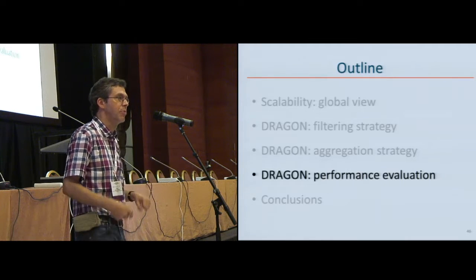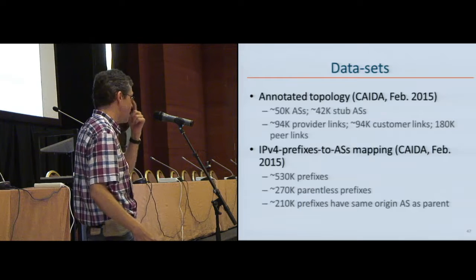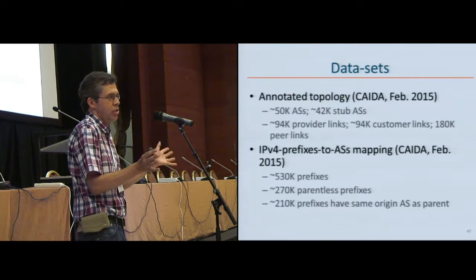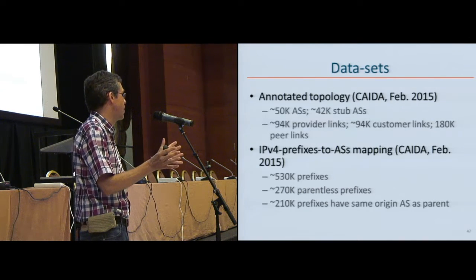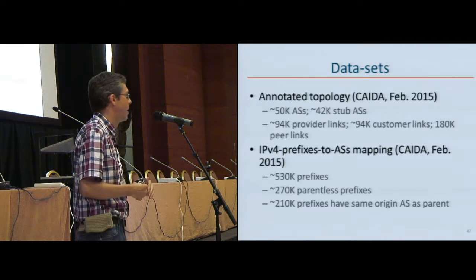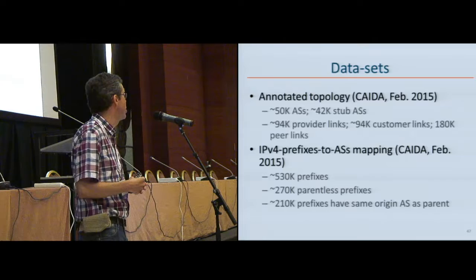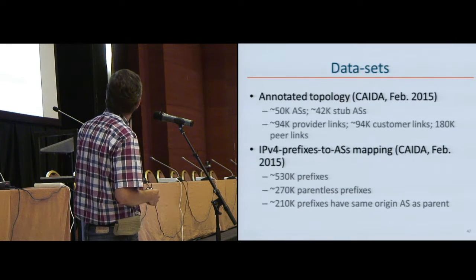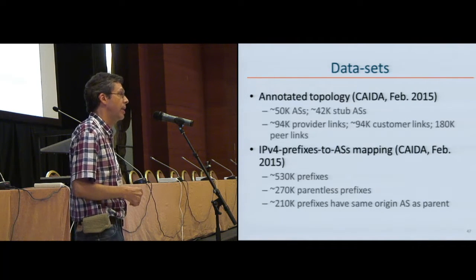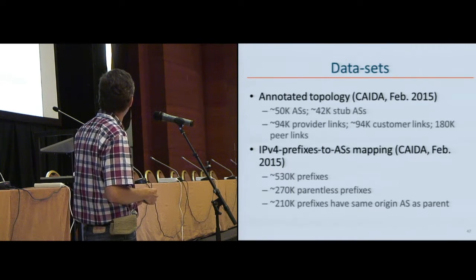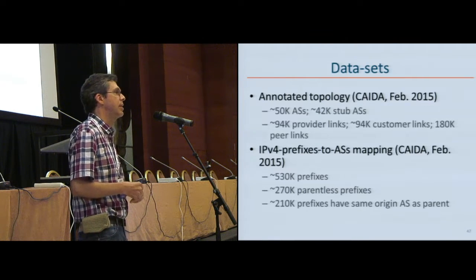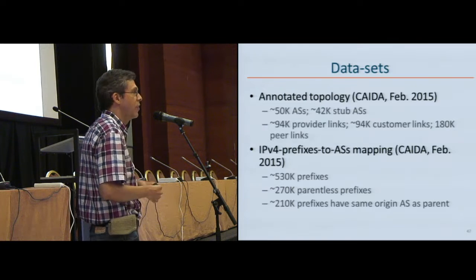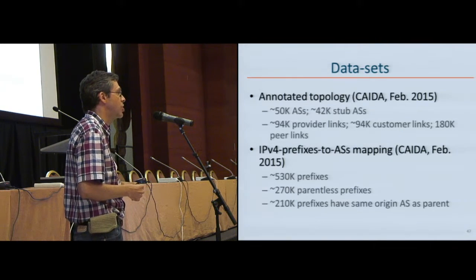So let me just go quickly through some performance results. We could evaluate Dragon along many different dimensions. I've chosen here the FIB filtering efficiency, the amount of reduction that you have in the FIB. For our computations and simulations, we used the annotated topologies made available by CAIDA, which have about 50K ASs, 94K provider links, 94K customer links, 180K peer links. We also use the files that have the IPv4 to AS mappings provided by CAIDA, which account for about 530K prefixes, 270 of which are provider independent.